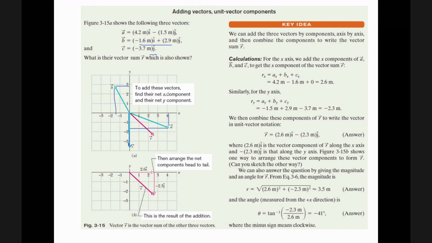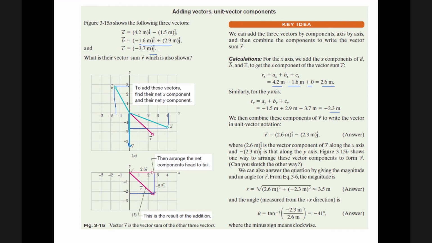Now, if I want to add the vectors together, what should I do? Find the vector R. First, I add the X components: AX is 4.2, BX is minus 1.6, and CX is 0, it doesn't have i hat. I add them, 2.6. Now add RY, the component of R: AY, BY, CY, you add them, minus 2.3. Where is the vector made of 2.6 and minus 2.3?